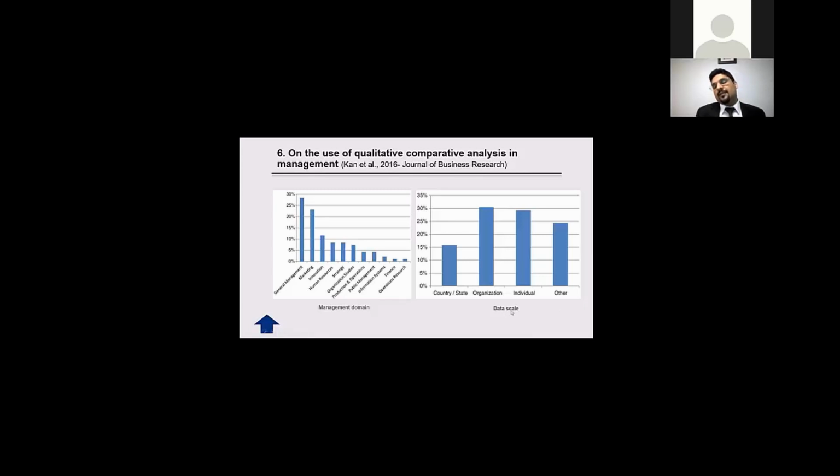About the scale, you can see the different scales: the data focus on the individual level, organization level, country and state, and others. This shows that we have a lack of research at the international level. If you use data that compare internationally, I mean many countries together, you can rely on that as an implication, as a contribution of your research.